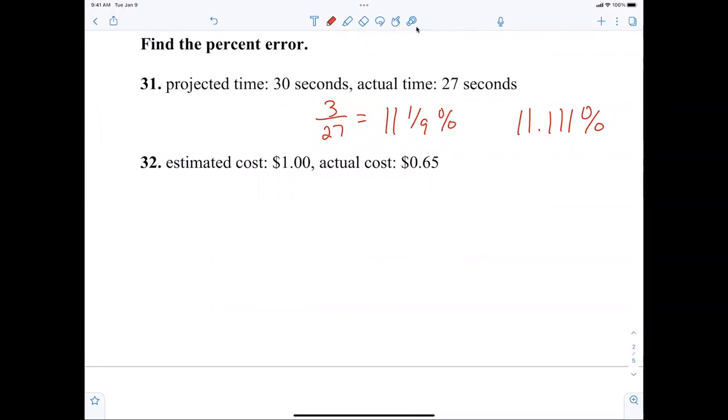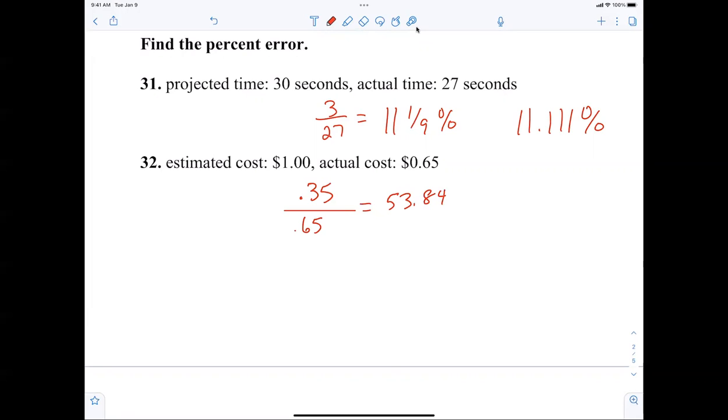All right, back over there, Ryan. Percent of error for 32. The estimated cost, $1, actual cost 0.65. So you'd write 0.65 as the denominator and 0.35 as the change. That's correct. Is that equal to 0.5384? So what percent? 53.8. Exactly 53.8? Well, no. 53 point, to 3 decimal places, please. 53.84.